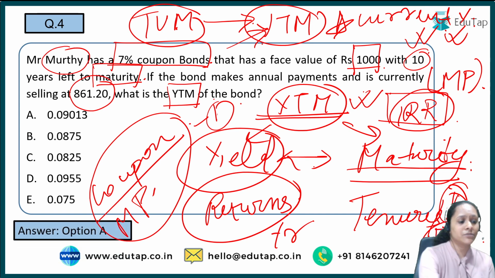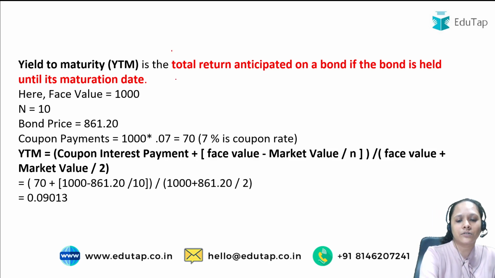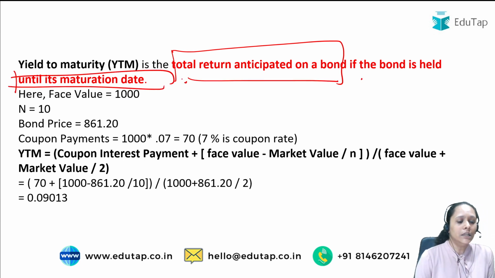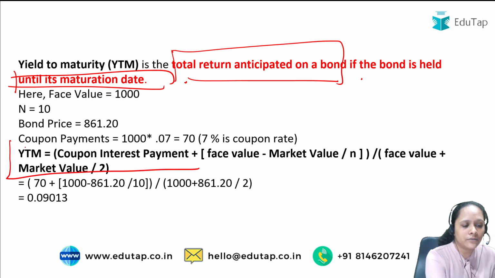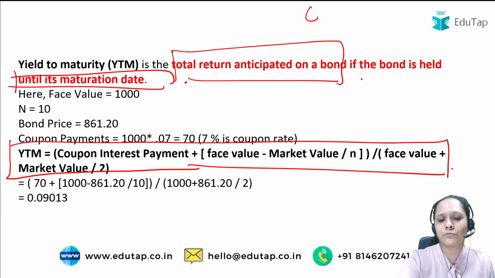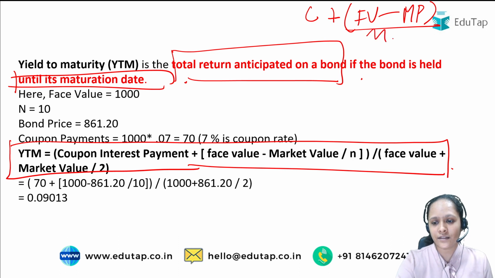The correct answer to this question is option A. Let's see how we solve this. Now, as I said, your yield to maturity is the total return anticipated on the bond if the bond is held until maturity. YTM is calculated using a very simple formula, which is the coupon interest payments plus the face value minus the market price, divided by n. That is the number of years.